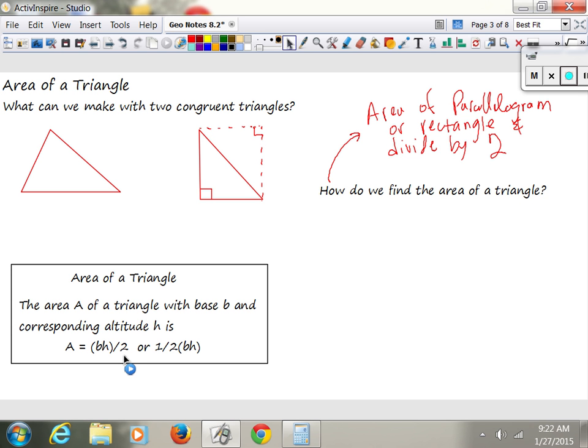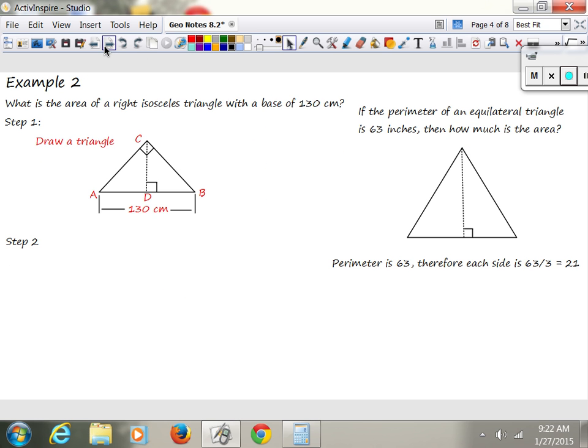And now let's try a couple of them. We've got 2 examples on example 2 there. So what is the area of a right isosceles triangle with a base of 130? So first step, you need to draw the triangle. Now I forgot to put something on this picture. You need to help me out. What else should I add to this picture that would make it more complete?